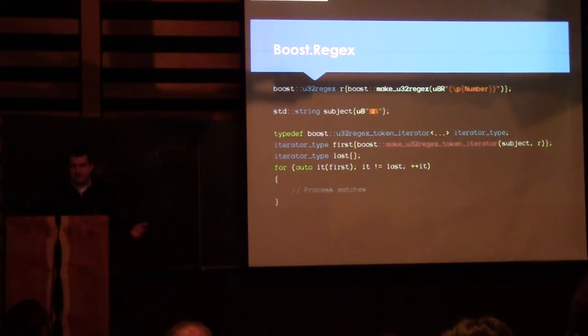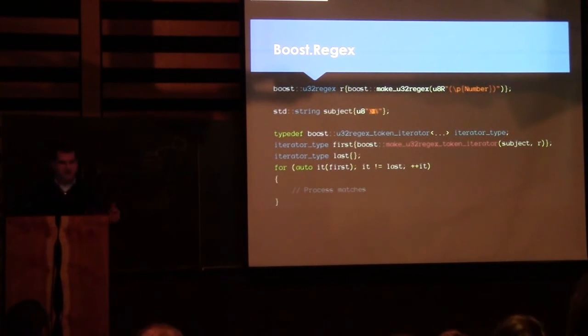Boost regex can also sit on top of the ICU regex engine. For example, this is an example of doing regex matching for the same thing we had with ICU. Basically, it works just like with the regex token iterator, except you can use the U32 regex token iterator instead. And then it'll iterate over the various matches.